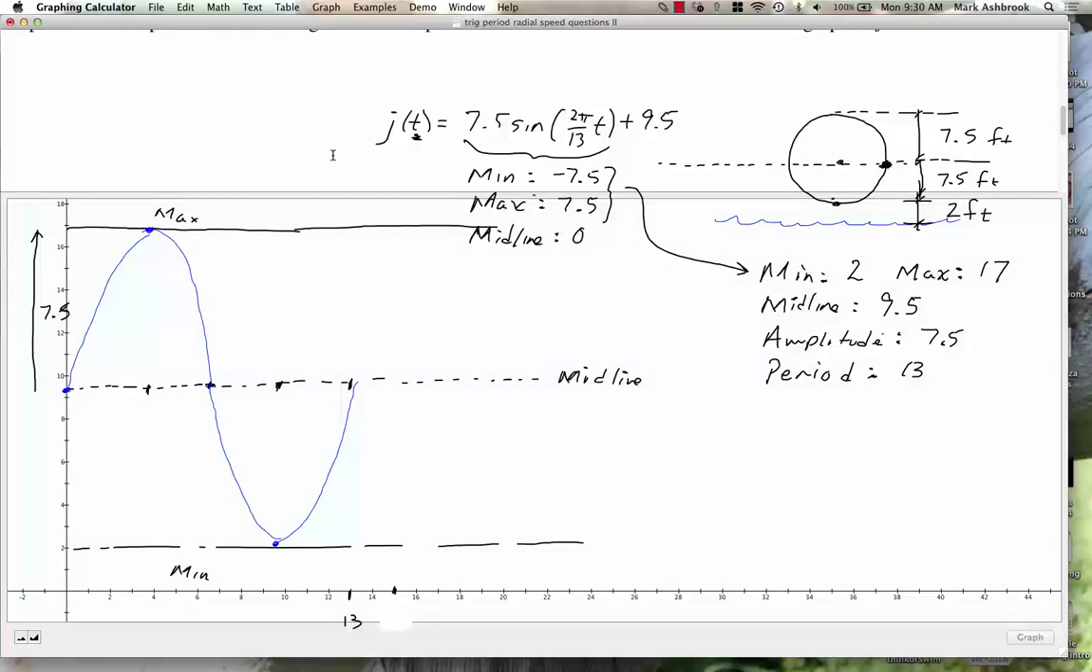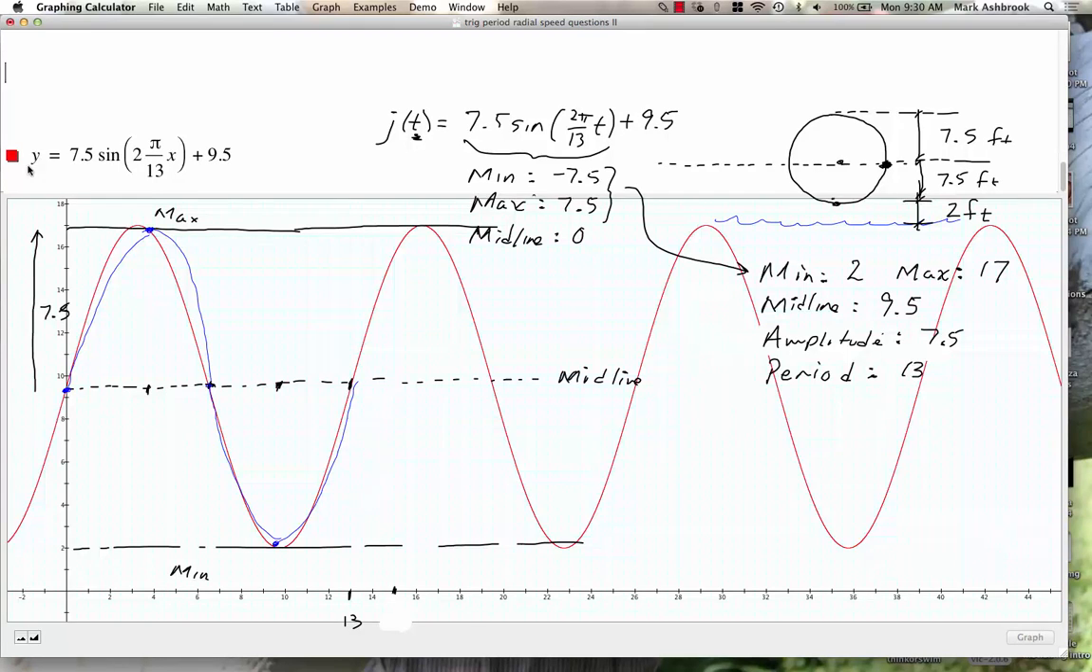Let's see how we did. Is that the function we came up with? 7.5 sine of 2 pi over 13 x plus 9.5. Okay, nailed it.